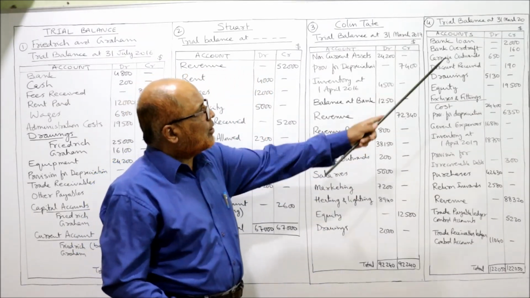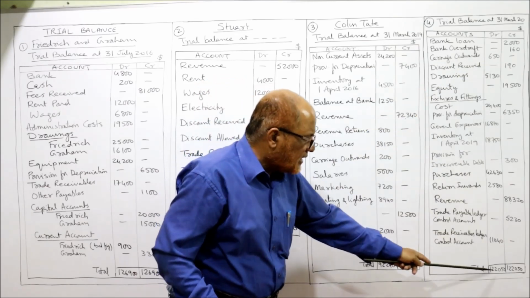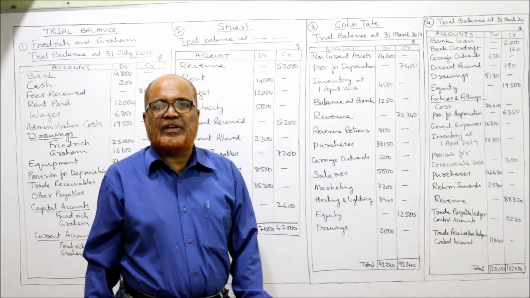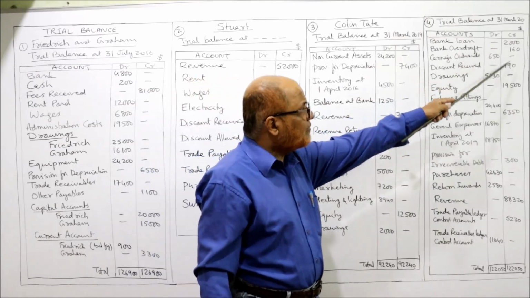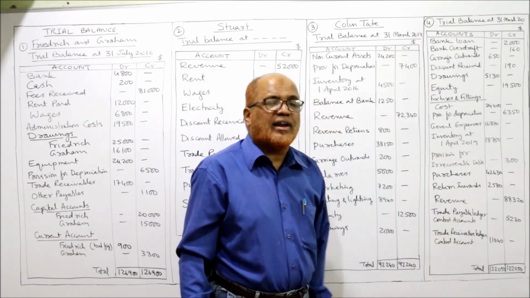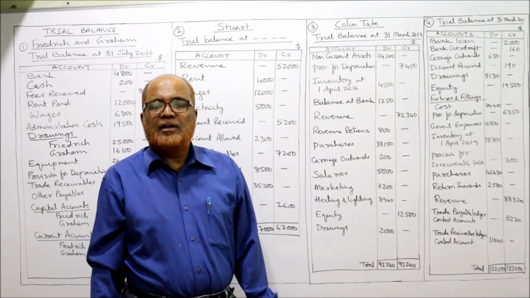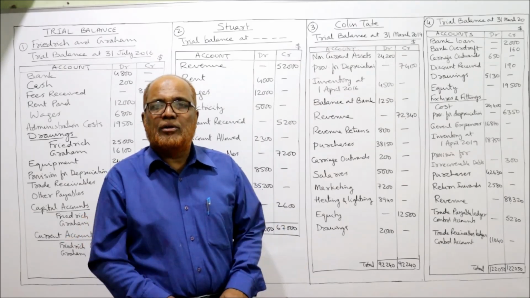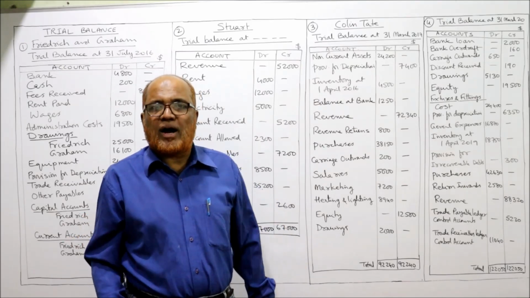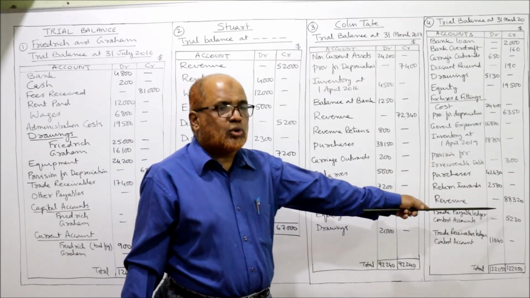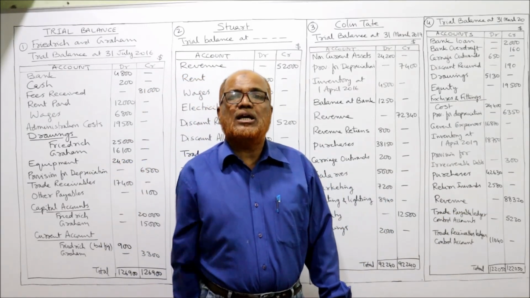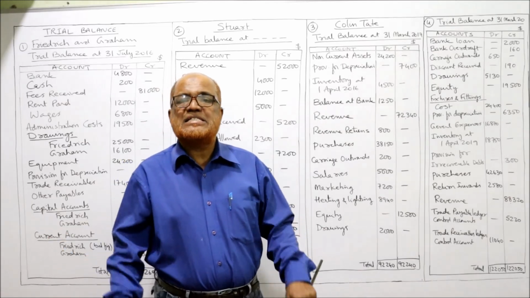Now I'll find out the total on the debit side. The debit side total is 1,22,050. And credit side, when I make the total, again it is coming to 1,22,050. That means there is no balancing figure. Suspense account is not required. The total of debit column and the total of credit column both are equal. The trial balance is tallied.